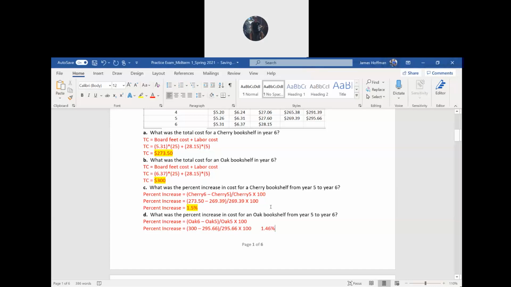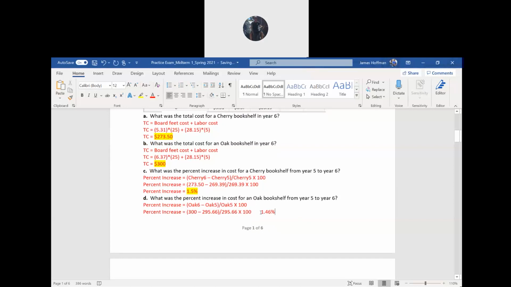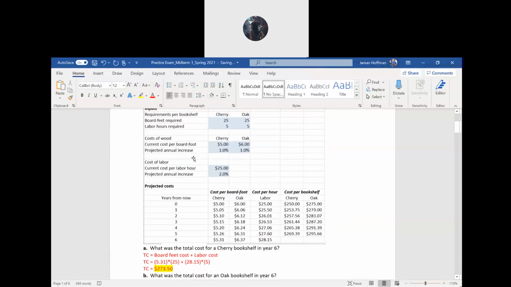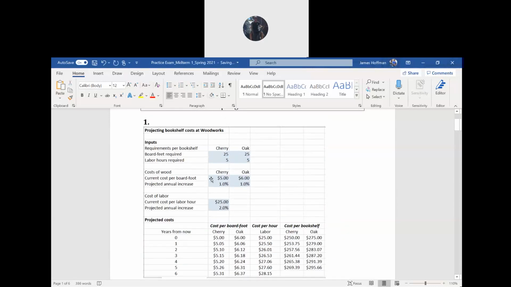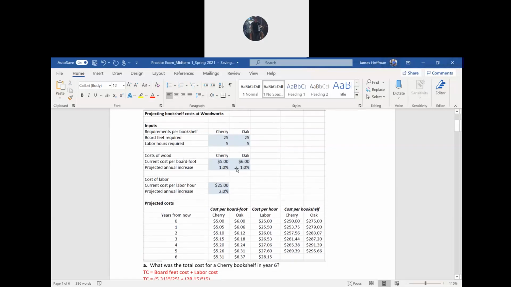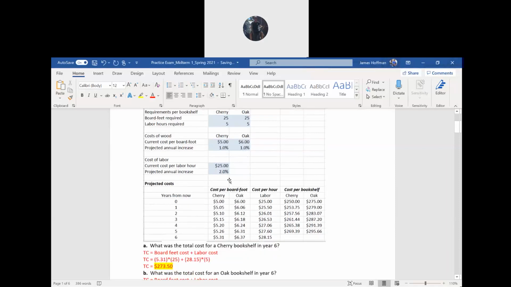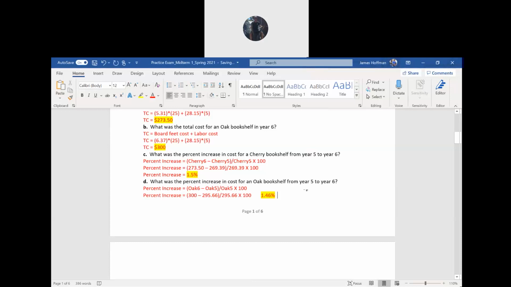All right, so that's about the same, which makes sense. That's about 1.46%, or same thing, 1.5%, which makes sense because the cost of board feet increased at 1% per year, and the labor cost increased at 2%, and so the average increase for the whole cost should be somewhere in between, which is exactly where it is, 1.5%.